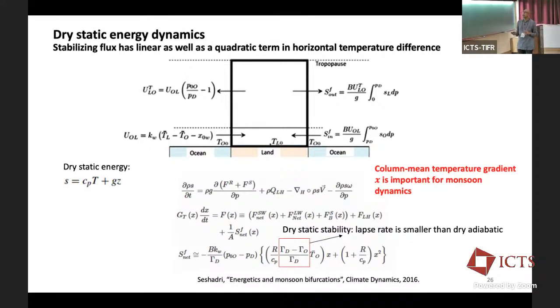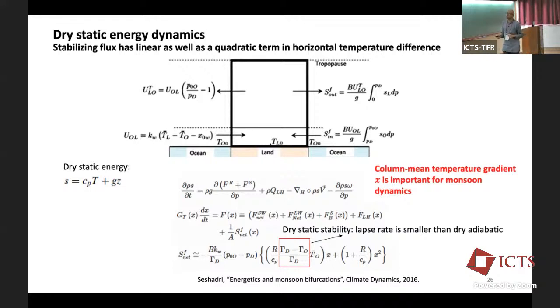X is the land-ocean temperature contrast. It's not the surface temperature contrast, it's the contrast in the column mean temperatures, the difference between the land and the ocean. And here's the evolution equation, radiation. I won't get into the details of the terms, but this term corresponds to the moisture advection feedback. This term corresponds to the nonlinear advection.